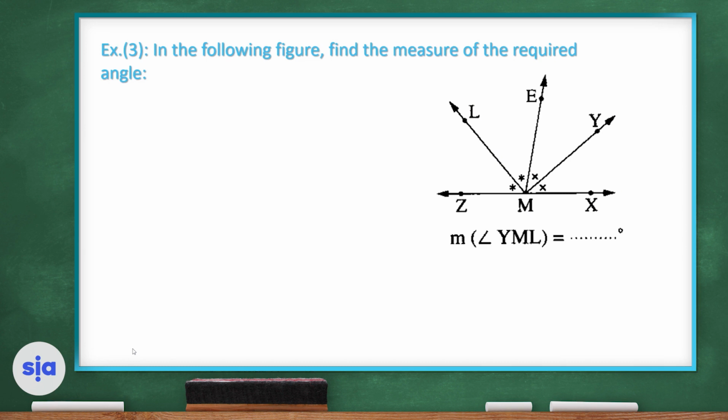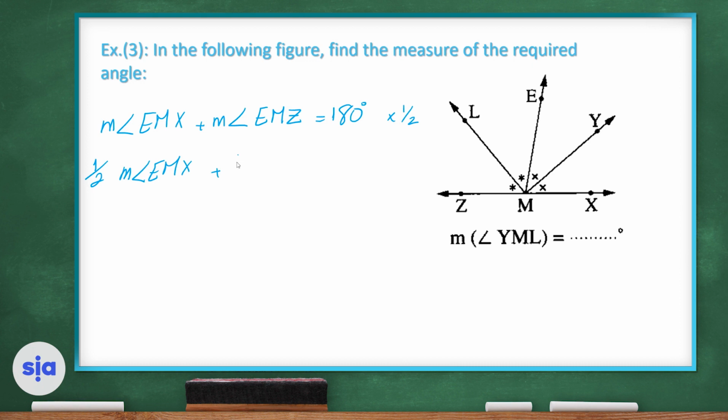Exercise number 3. In the following figure, find the measure of the required angle. As you can see here, the question wants us to find the measure of angle YML. Since the measure of angle EMX plus the measure of angle EMZ is 180 degrees, if you multiply the whole equation by half, so half the measure of angle EMX plus half the measure of angle EMZ will be equal to 90 degrees.